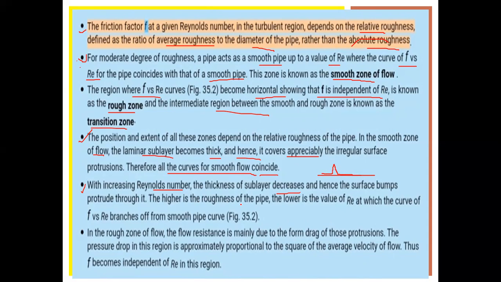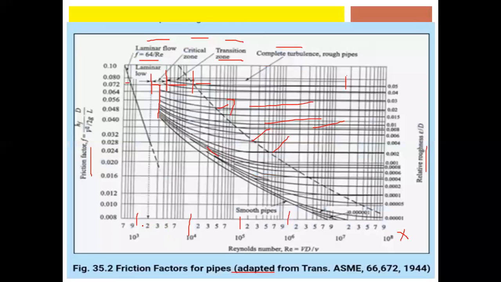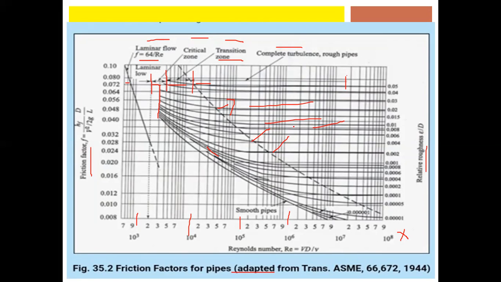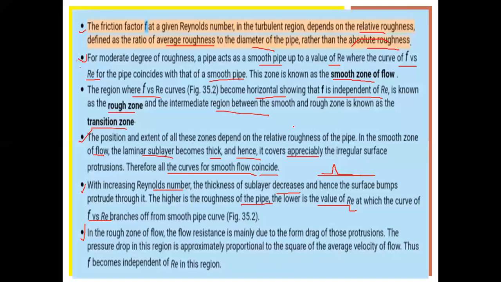The higher the roughness of the pipe, the lower the value of Re at which the curve of f versus Re branches off from the smooth curve. Next point. In the rough zone of the flow, this one is the rough zone of the flow. The straight horizontal lines are the rough zone of the pipe.